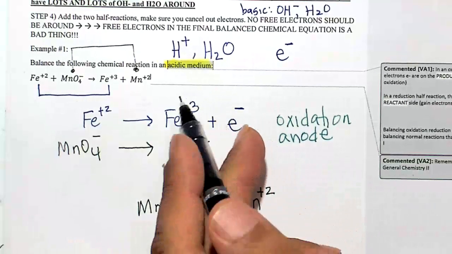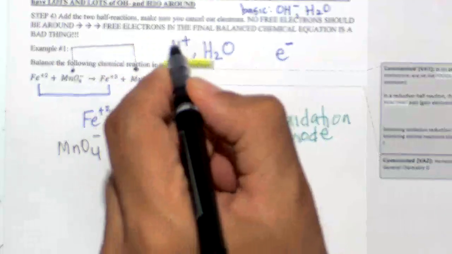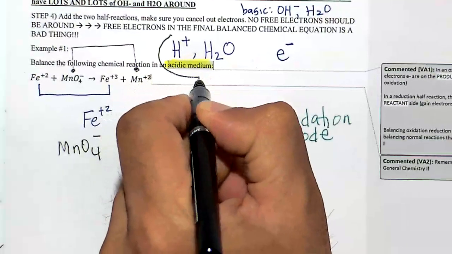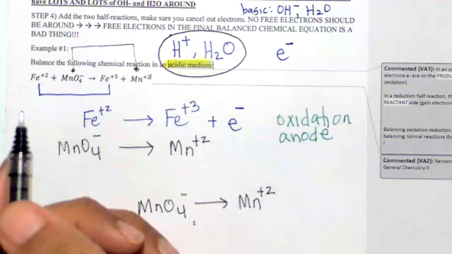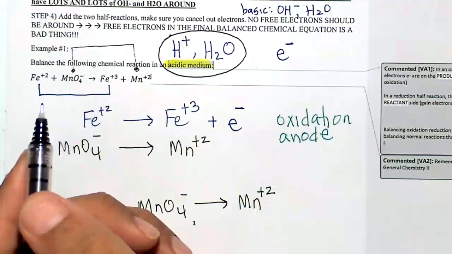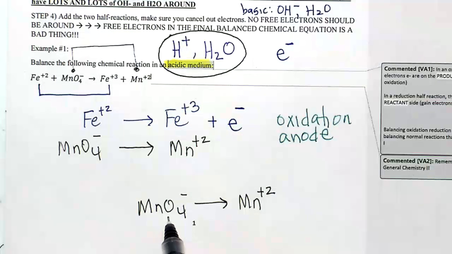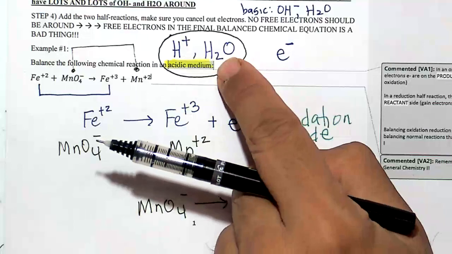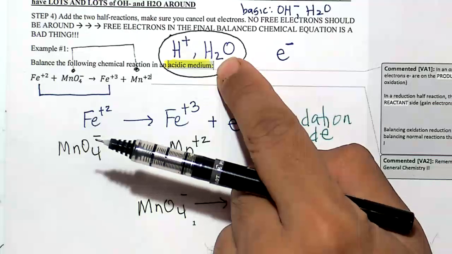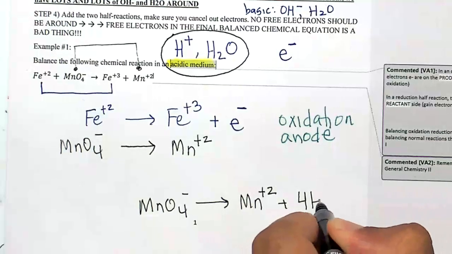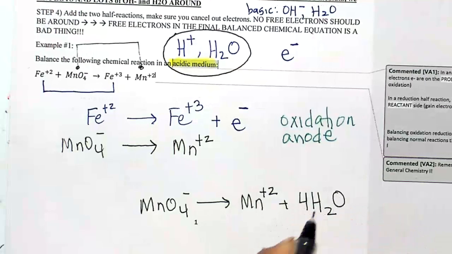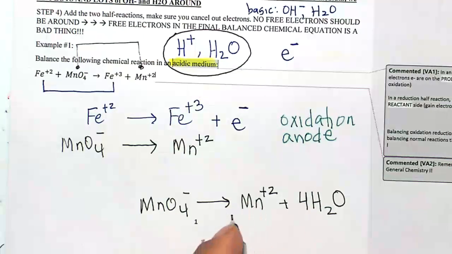Remember, as our classmate Bailey told us, what do we have a lot of in acidic medium? We have a lot of hydrogen ion and water. So I'm going to balance the oxygens with water. And how many waters? 4. This will balance out my oxygens. Now I have 8 hydrogens.